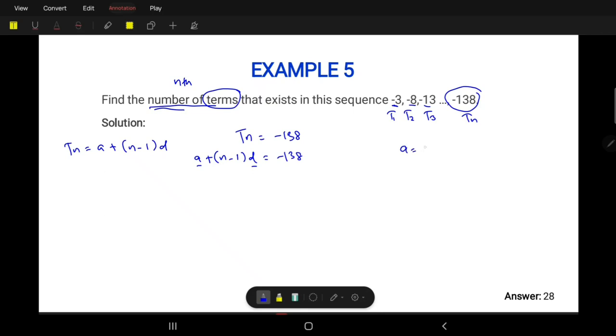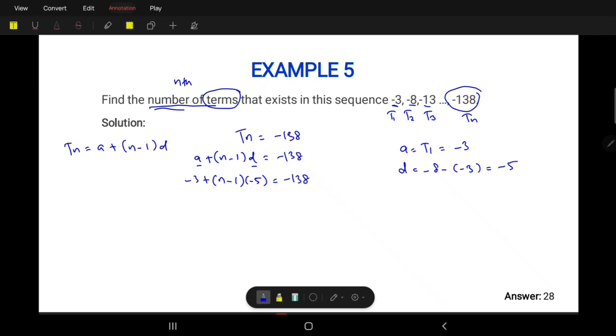See, a is equal to the first term, which is negative 3. And then what is d? Common difference dia, T2 minus T1, negative 8 minus negative 3. Negative, negative is positive, right? So negative 8 plus 3, how do you get? You will get negative 5. Then substitute into formula. A is negative 3 plus (n kita tak tahu sebab n yang kita nak cari), n minus 1, d is negative 5, equals negative 138.